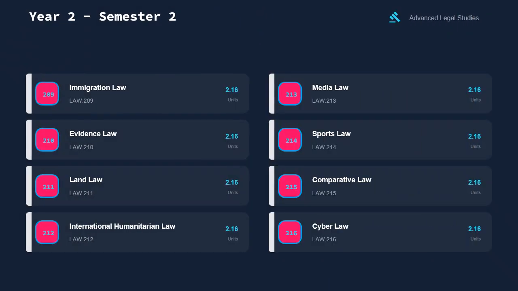Slide 7. Year 2, Semester 2, Advanced Legal Studies. Course Law.209, Immigration Law. Conceptual Foundations of Immigration Law: Sovereignty, Rights, and Status. 1.1 State Sovereignty and the Power to Exclude.